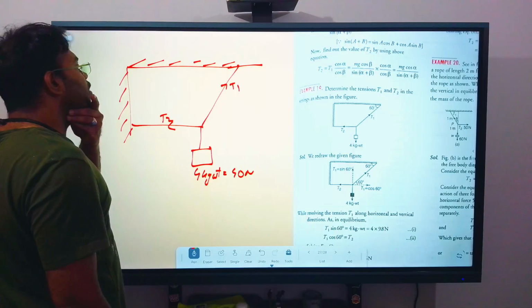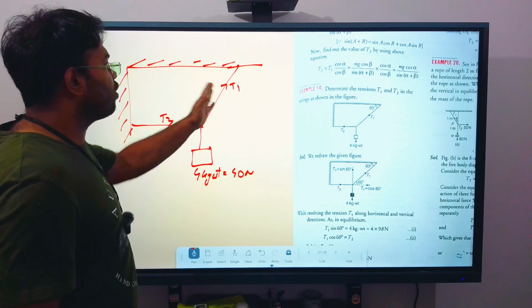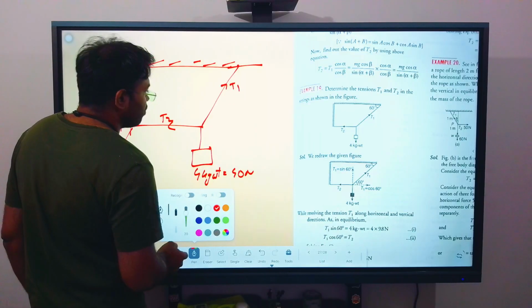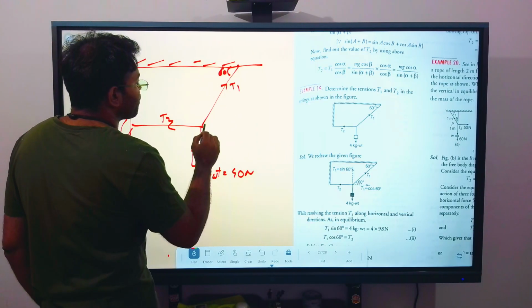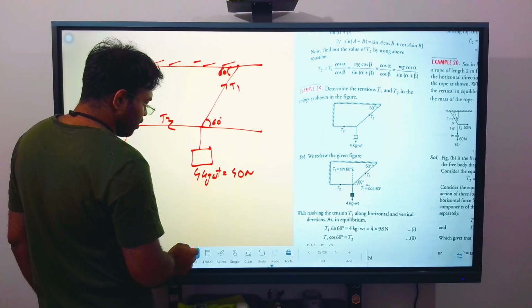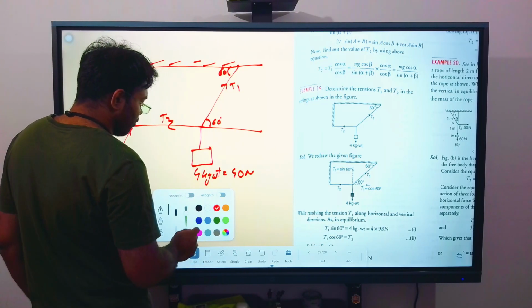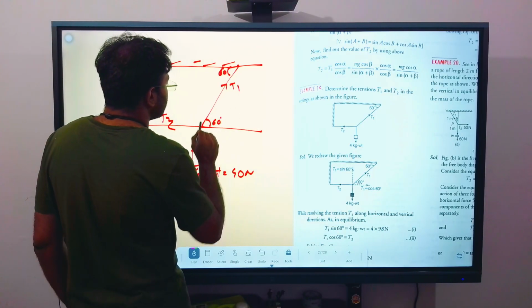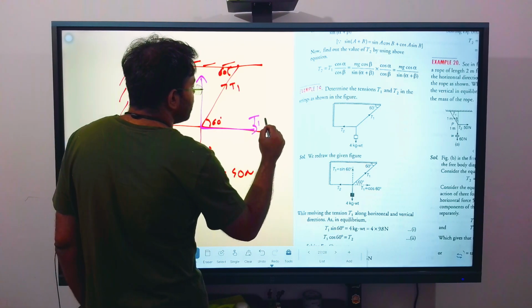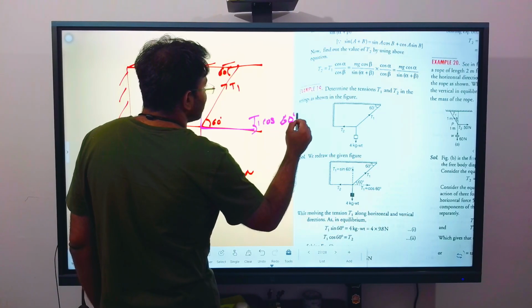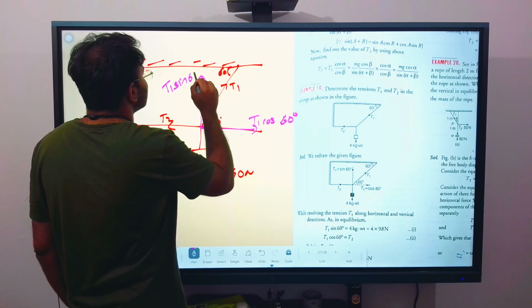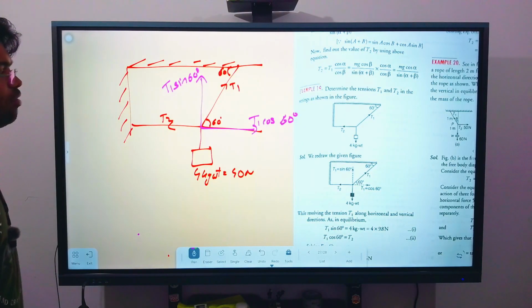So the only force that we have to resolve is this T1 force. I'm going to resolve this T1 force like this. But before that, this is 60 degrees, right? So this also becomes 60 degrees, because of alternate interior angles. Now, these are the two components that I'm going to resolve it into. So this becomes T1 cos 60 degrees and this becomes T1 sine 60 degrees. Any doubts in the resolving part?